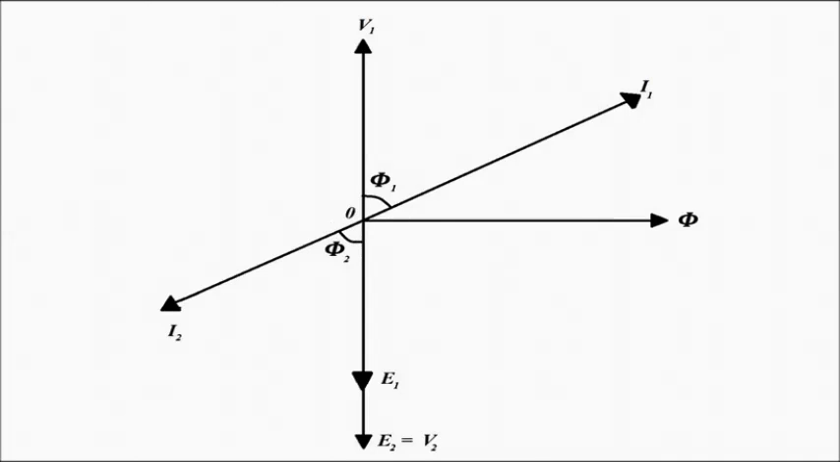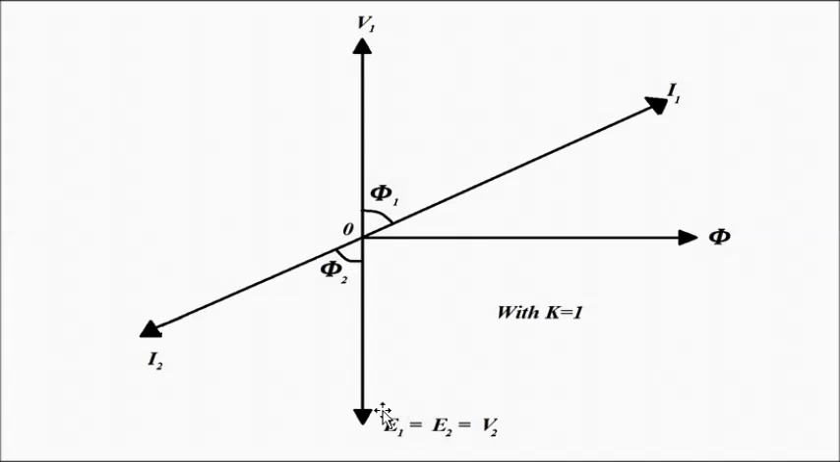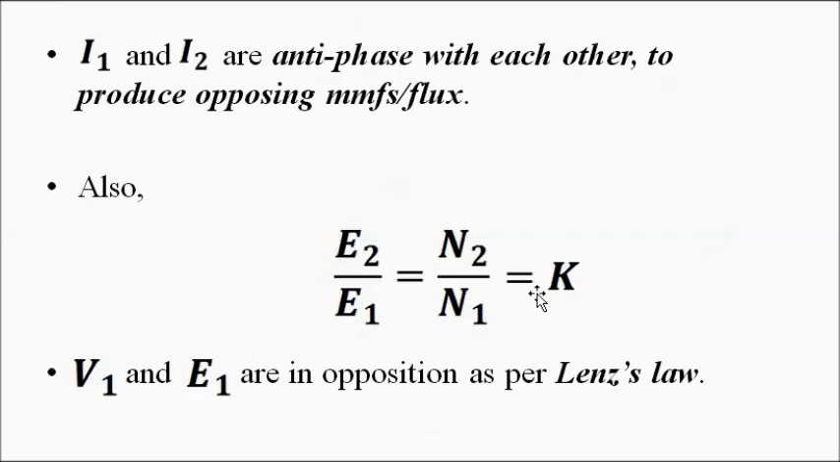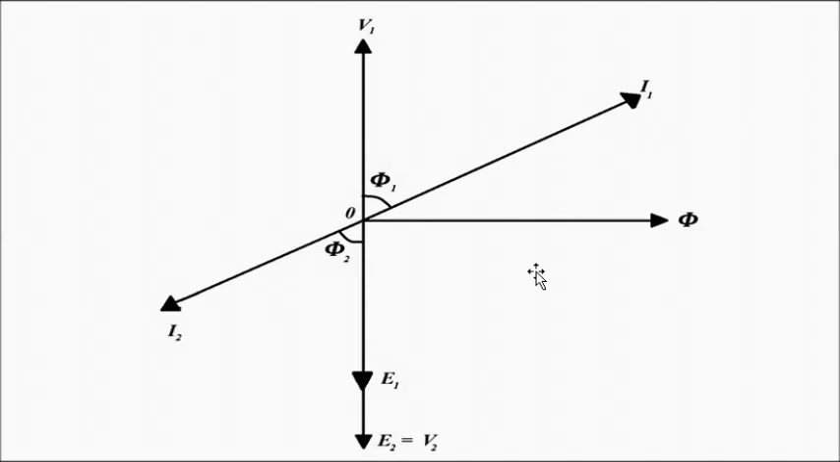If we take this K value as 1, then we will get E1 is equal to E2 is equal to V2, because E2 by E1 is equal to 1. So this is when K is equal to 1, and this is the normal condition, when K has any value other than 1. So here we have discussed the ideal transformer under load.